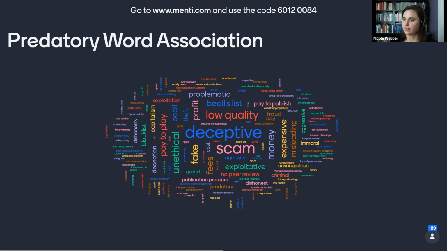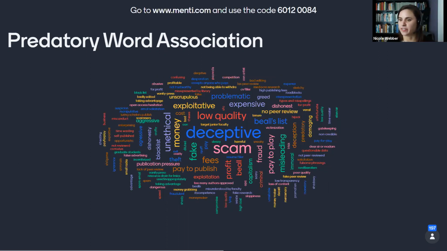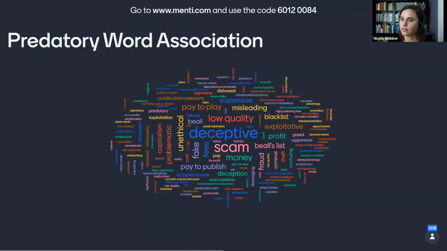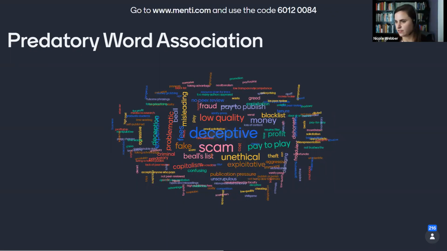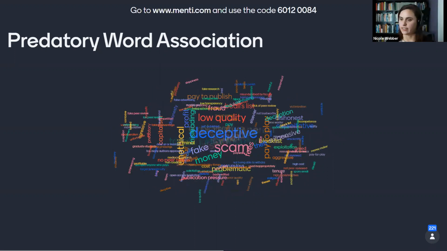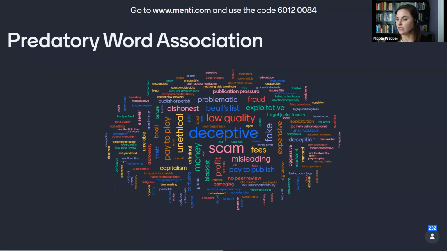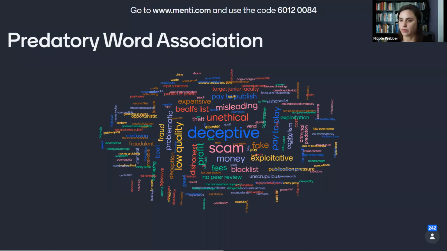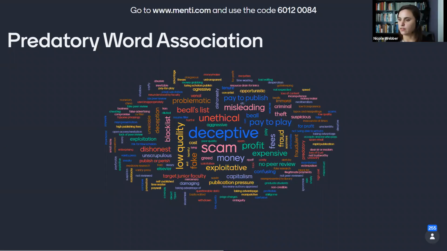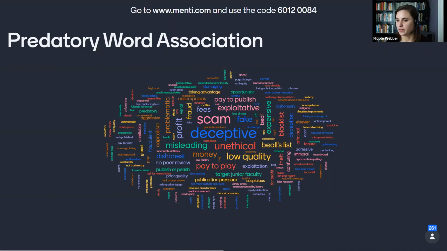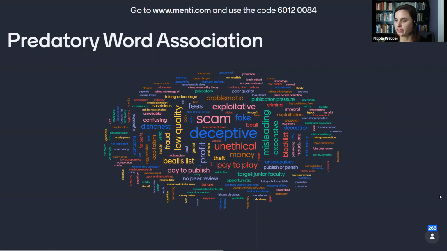Dishonest, money, expensive. Let's see if I can read some of the smaller ones quickly. Profitable, paywalls, dangerous, costly, unethical, sneaky. I like that. No peer review. We'll definitely talk about peer review. Criminal, con, inaccurate. Okay, so we kind of get the idea. I'm sure that'll keep moving around a little bit.